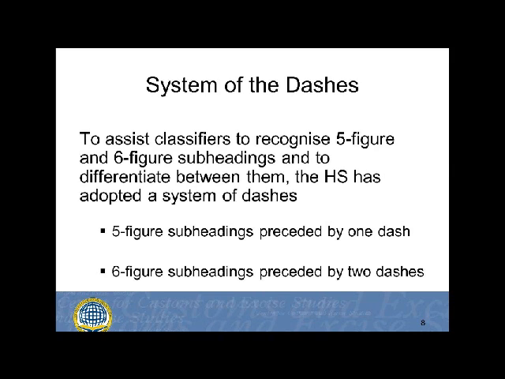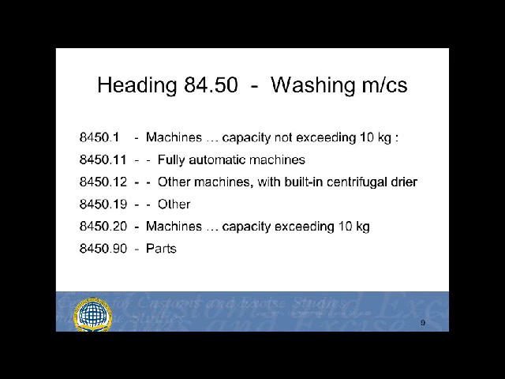It assists with the selection of the appropriate subheading. In the international HS nomenclature, five-figure subheadings are preceded by one dash and six-figure subheadings are preceded by two dashes. Look at our heading 8450 example. You will see that all the five-figure subheadings have one dash and all the six-figure subheadings have two dashes.